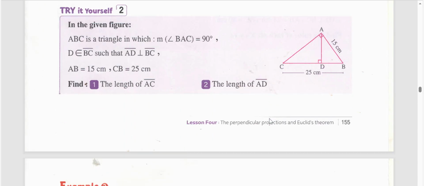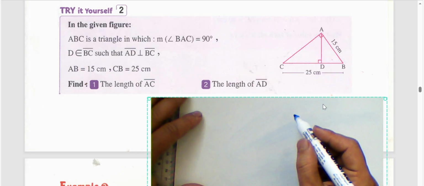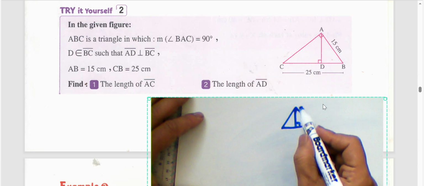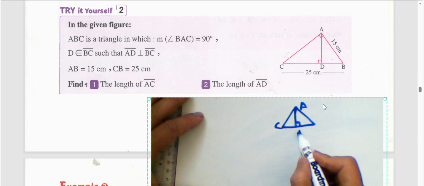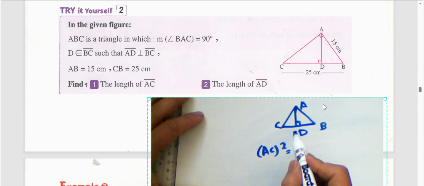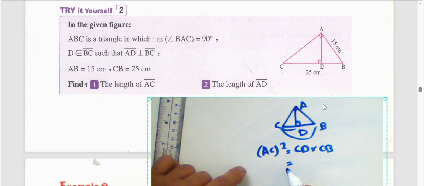Try to solve number 2. You want to find the length of EC here. From Euclid's theorem, we have a right angle triangle here, and this is perpendicular to the base. We have EC, D and B. Then EC power 2 will be equal to CD, the projection, times the hypotenuse CB. Then we can write CD.